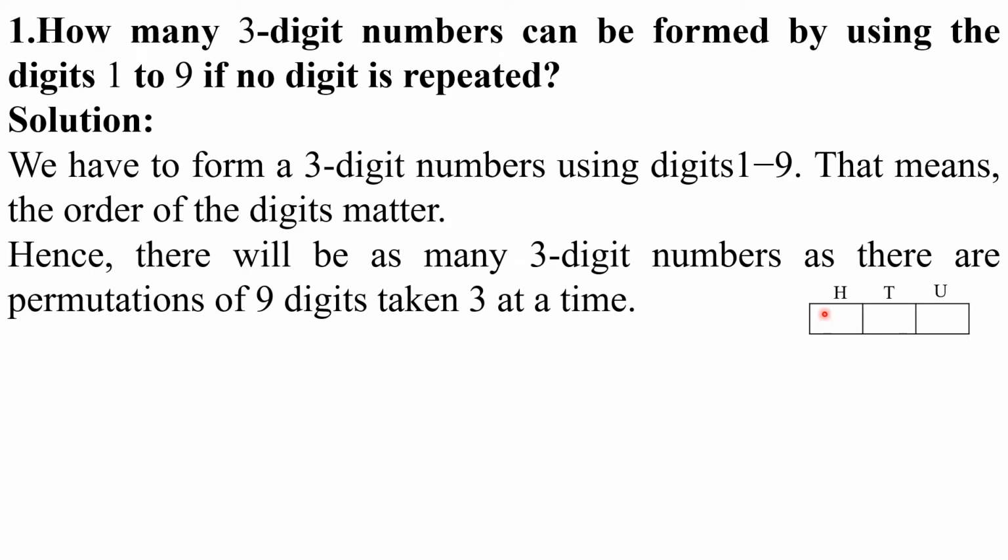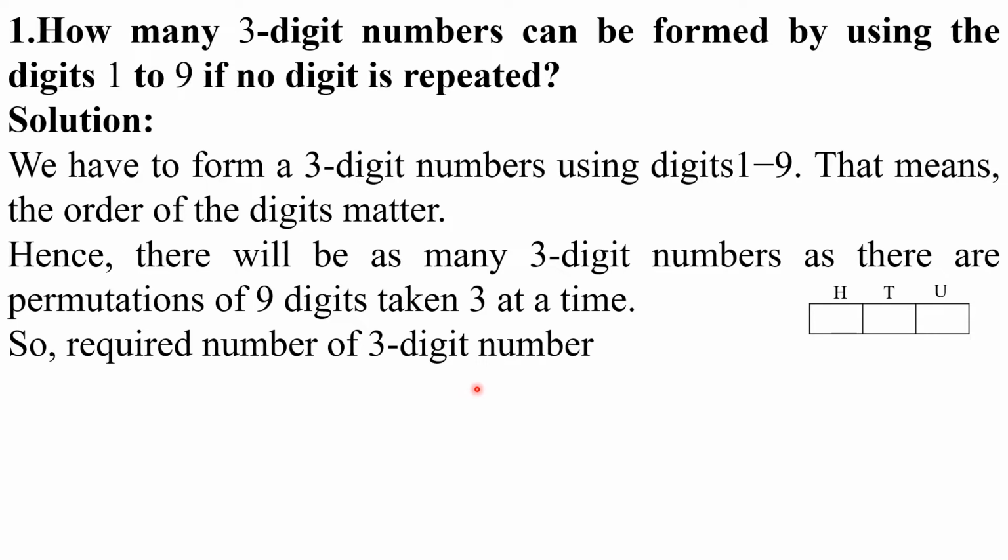So in how many ways can these 3 empty boxes be filled by these 9 digits? Yes, we denote it by 9P3. So the required number of 3-digit numbers is equal to 9P3. Here we are not using the fundamental principle of counting. Indirectly we are using that only, but physically we are not showing that.